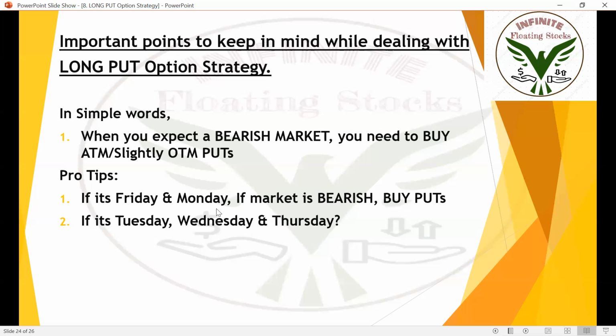If it is Friday or Monday and the market is bearish, buy puts. I already told you, you already know which strike to choose. If it is Friday or Monday and the market is falling down, buy puts. So if it is Tuesday, Wednesday, or Thursday, what shall I do? Keep that excitement. I'm going to answer this question in the next sessions.